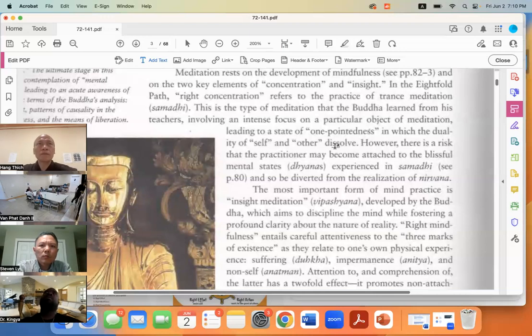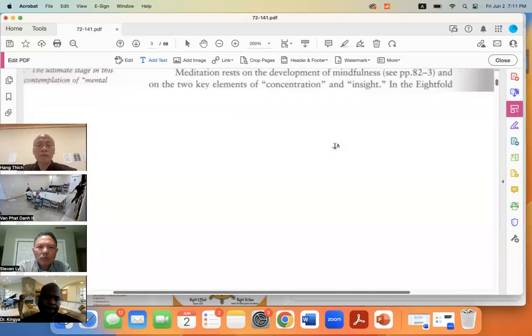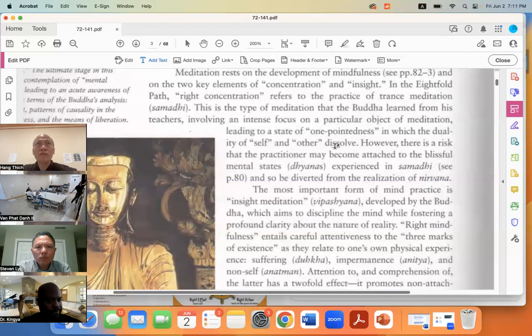This is the type of meditation that the Buddha learned from his teachers, involving an intense focus on a particular object of meditation, leading to a state of one-pointedness in which the duality of self and other dissolves. However, there is a risk that the practitioner may become attached to the blissful mental states, dhyanas, experienced in samadhi, and be so diverted from the realization of nirvana.